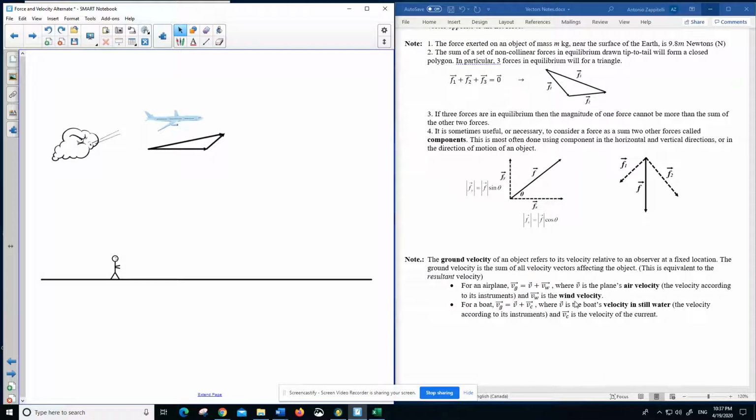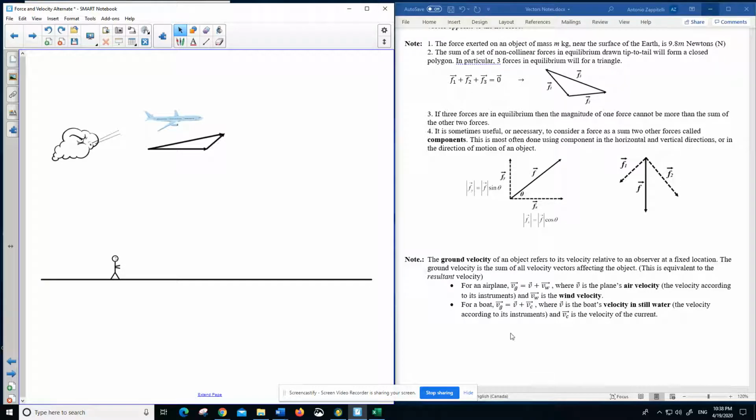And if you look at the notes here, we have something very similar if somebody's looking at a boat moving in the water. Okay, we have the velocity in still water, so that's the velocity the rower is giving it, plus you're going to consider the velocity of the current, and the sum of those two will be the net or resultant velocity, or what we call the ground velocity.